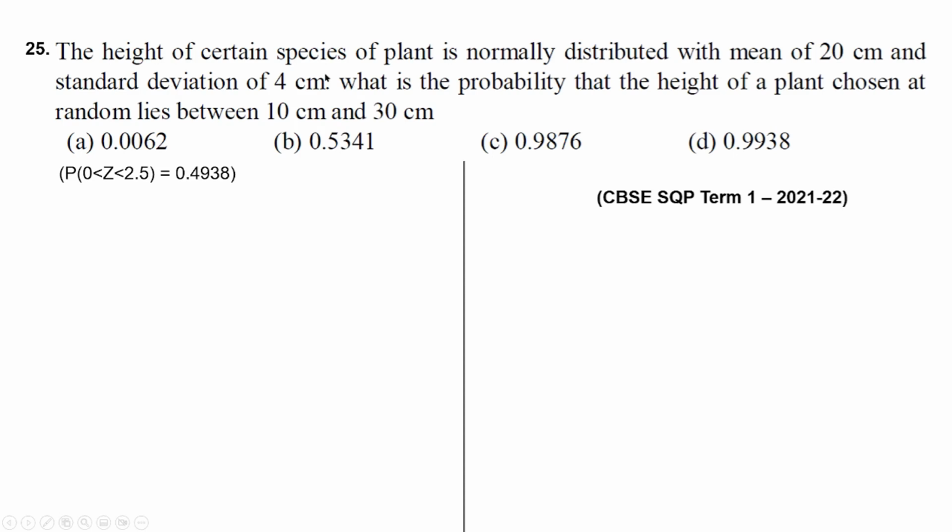Next question: the height of a certain species of plant is normally distributed with a mean of 20 centimeter and a standard deviation of 4 centimeter. What is the probability that the height of a plant chosen at random lies between 10 centimeter and 30 centimeter? Here it is given that the height of a certain species of plant is normally distributed with mean 20 and standard deviation 4 centimeter. We have to find the probability that the height of a plant which is chosen at random lies between 10 and 30 centimeter. So we have to find the z-score for x equal to 10 centimeter and x equal to 30 centimeter, and then we can find the associated probability easily.